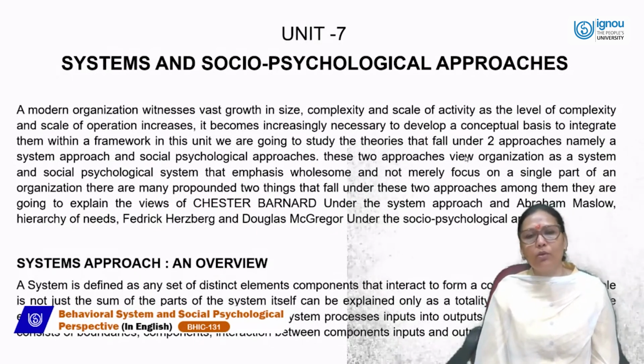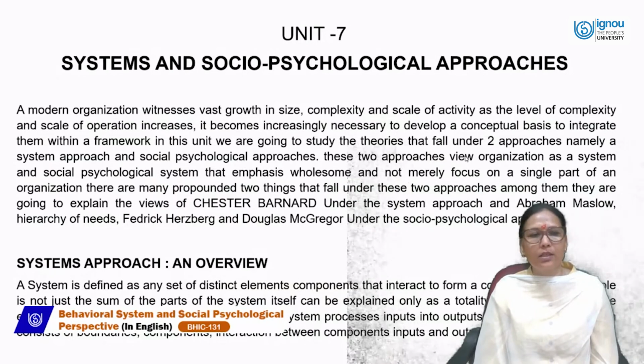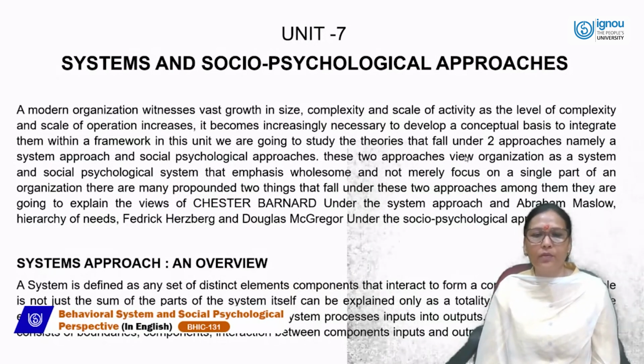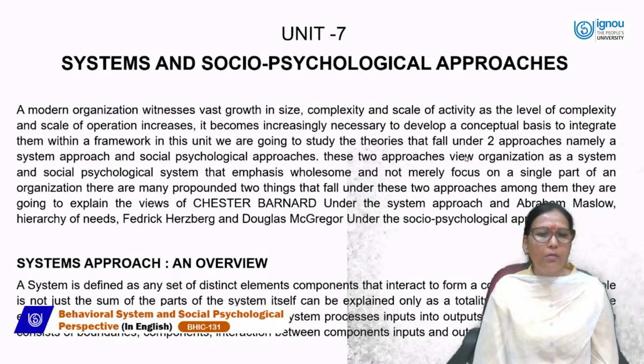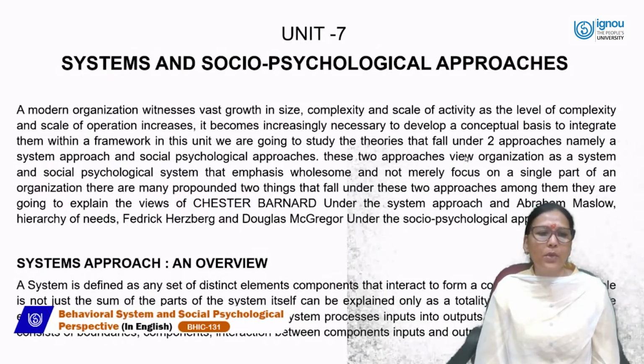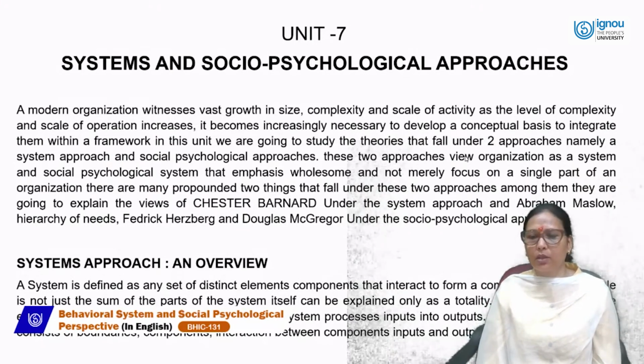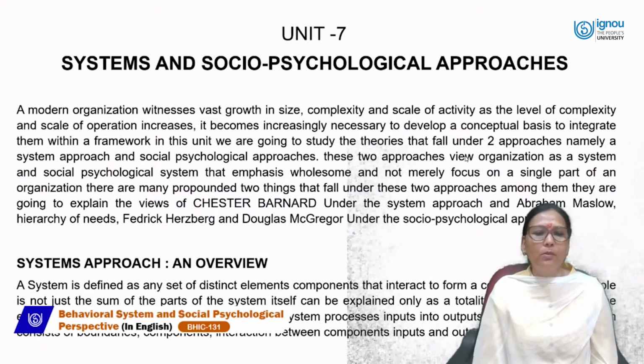In this unit, we are going to study the theories that fall under two approaches, namely the system approach and the second, the social psychological approach. These two approaches view organization as a system and a social psychological system that emphasizes the whole and not merely a single part of an organization. There are many thinkers who propounded theories under these two approaches. Among them, we will explain the views of Chester Barnard under the system approach, and Abraham Maslow's hierarchy of needs, Frederick Herzberg and Douglas McGregor under the socio-psychological approach. Now we will go by the system approach.